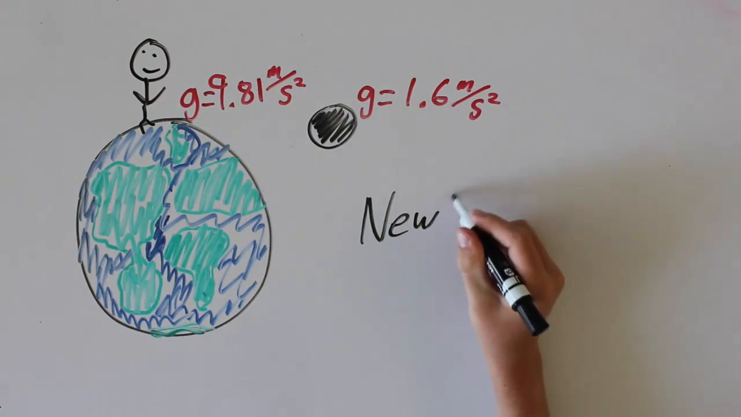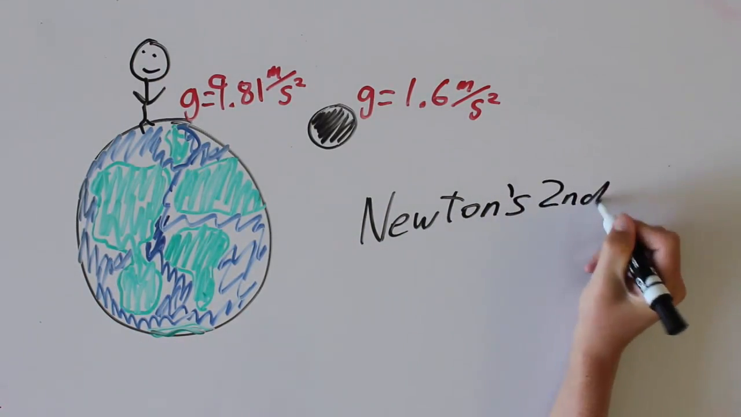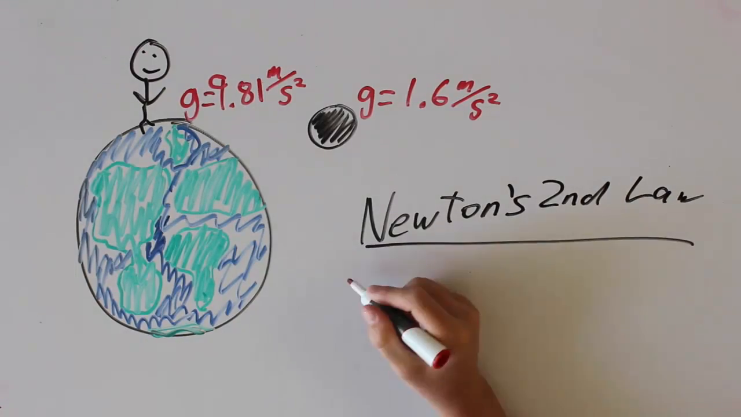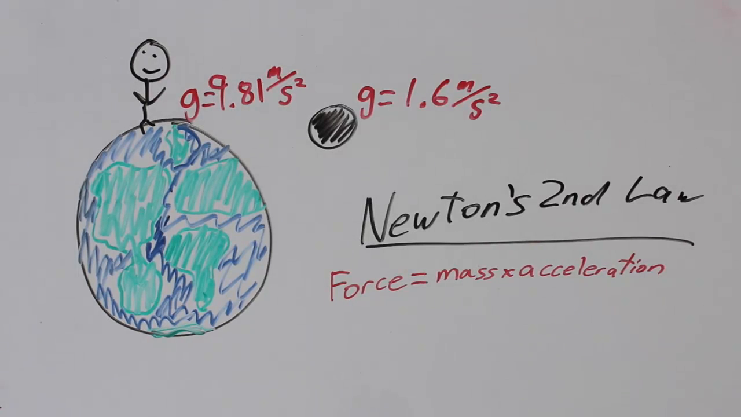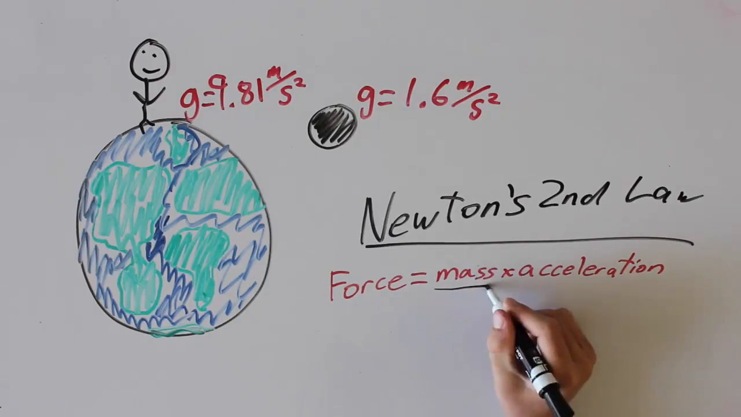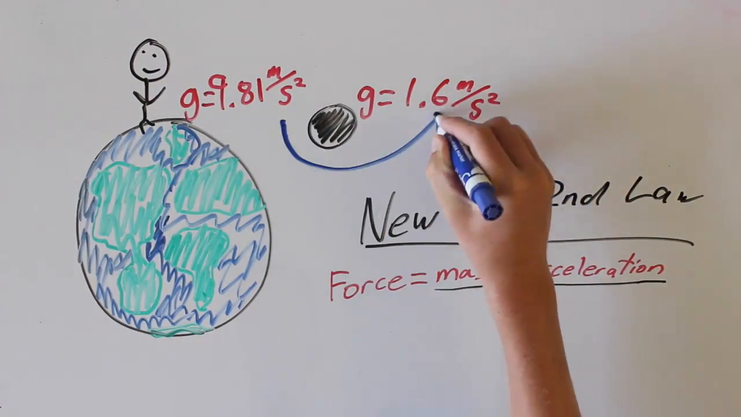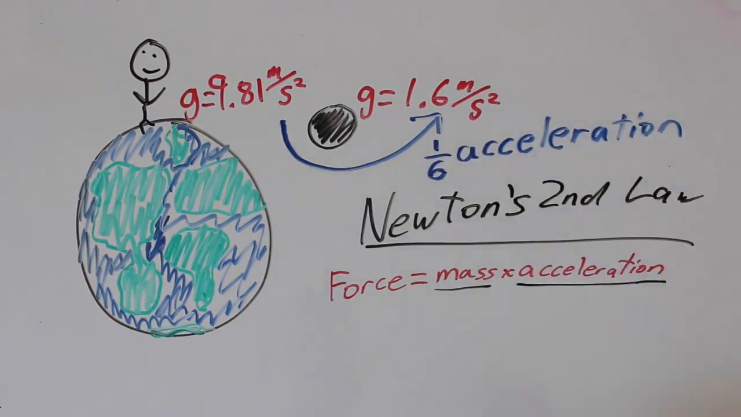The relationship between weight, mass, and gravity's force is given in Newton's second law. Force equals mass times acceleration. So your weight, or force, in this equation, not only depends on the amount of mass you contain, but also gravity's acceleration. And if you reduce the acceleration to 1/6, you also reduce the weight to 1/6.